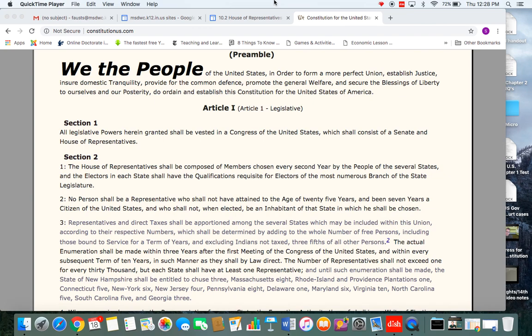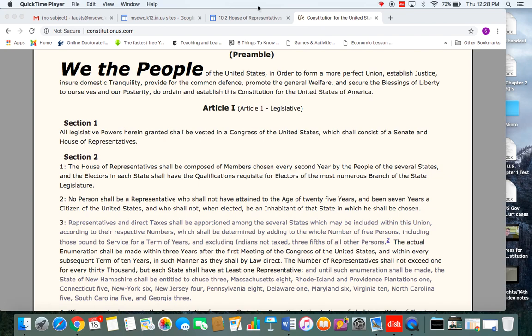We're going to give the lawmaking powers to Congress, and it shall consist of a Senate and a House of Representatives. So we're going to make the small states happy with equal representation in the Senate, and the larger states are going to be happy because of this House of Representatives, which is based on population.